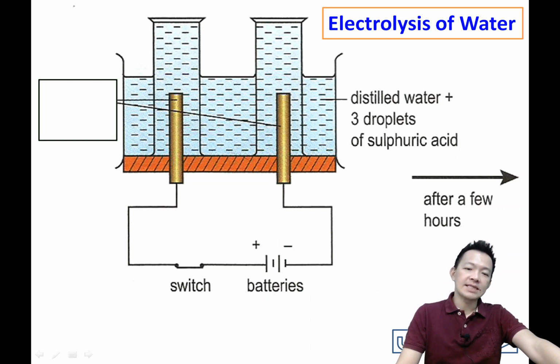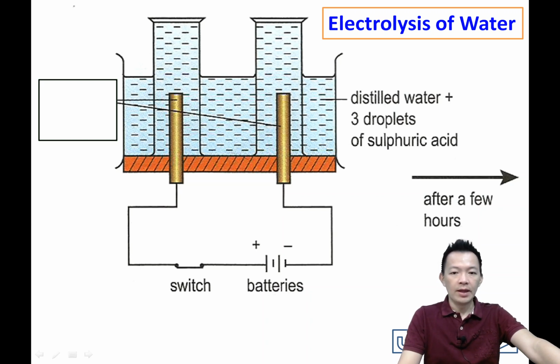Okay, prepare some water, and inside the water you add a few drops of acid. But what's the function of the acid here? To increase the electric conductivity of water. Okay, there's no other function. It's just to increase the electric conductivity of water.